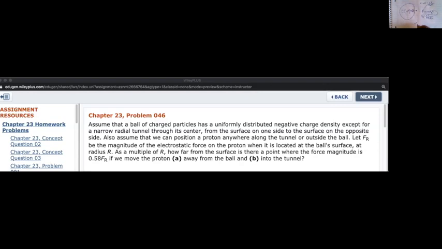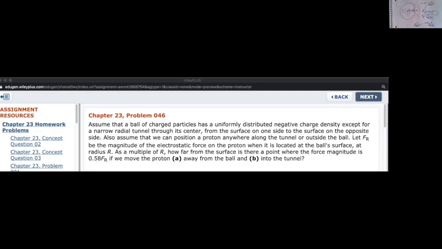We'll have e times Q divided by 4 pi epsilon naught R squared is equal to 0.58 times eQ divided by 4 pi epsilon naught r squared. All right, so we're going to have a bunch of stuff that cancels.